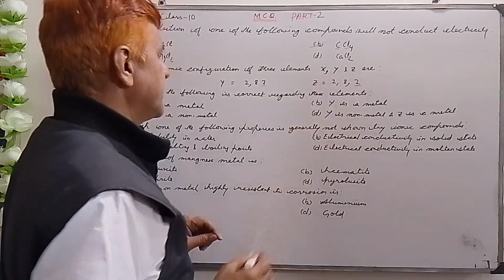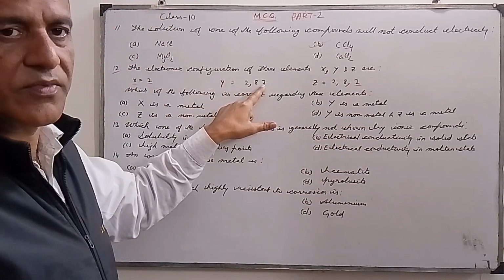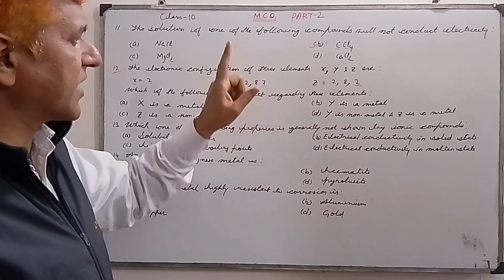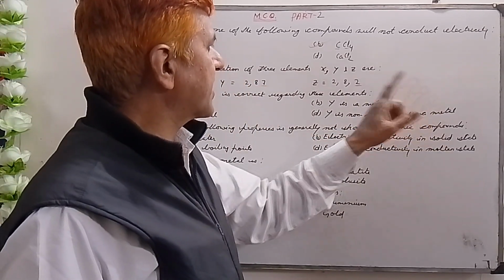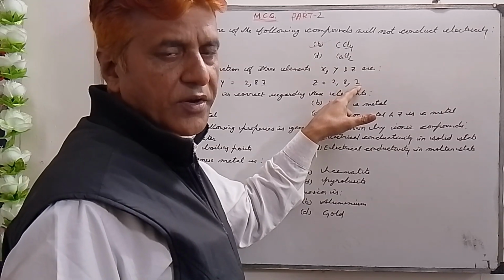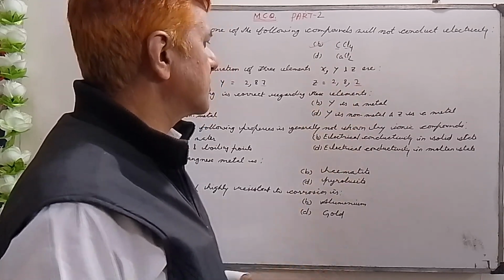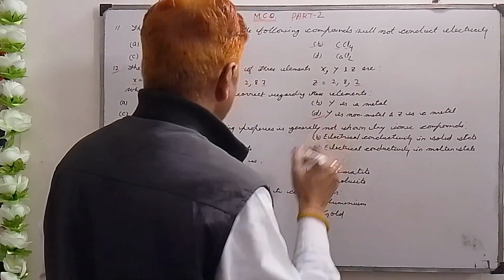Y is a non-metal. Yes, Y is a non-metal because in the outermost shell we have 7 electrons, and Z is a metal. This is a metal because in the outermost shell there are 2 electrons. So D is the correct answer.